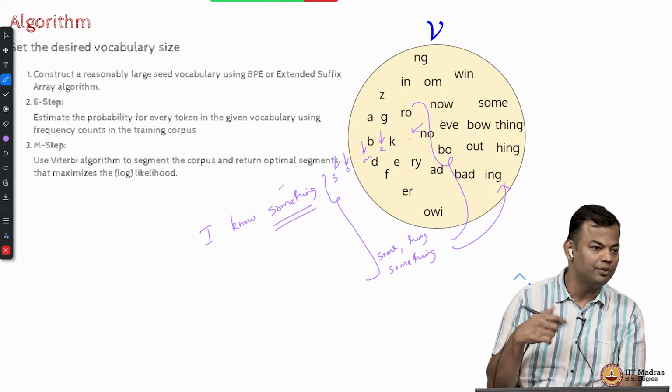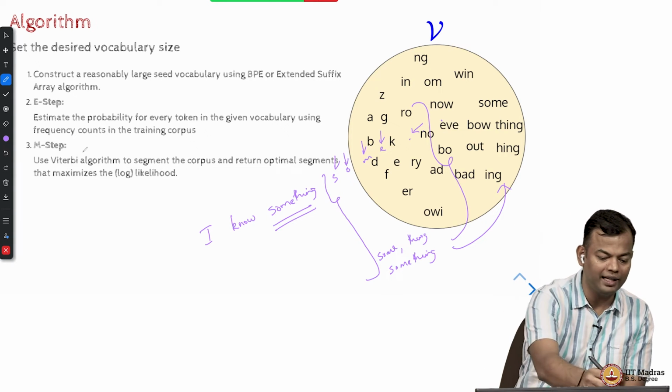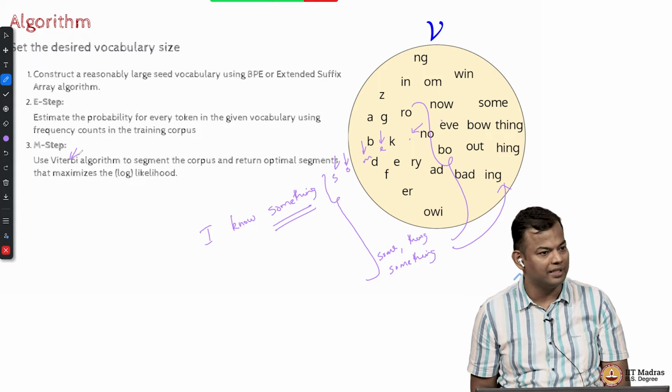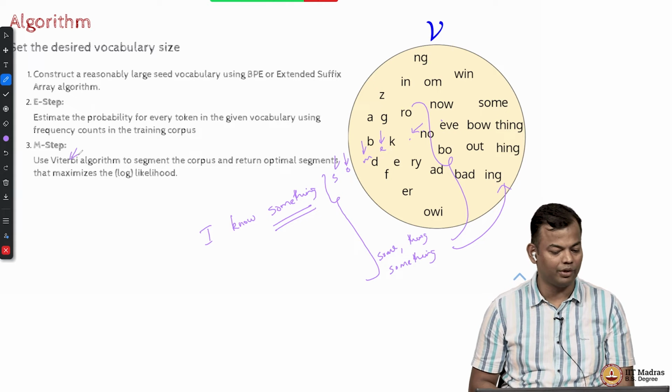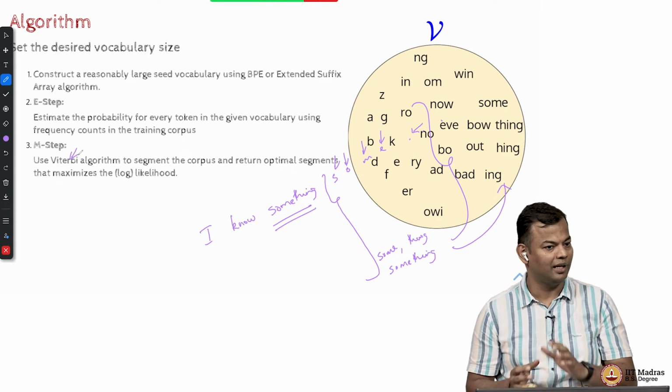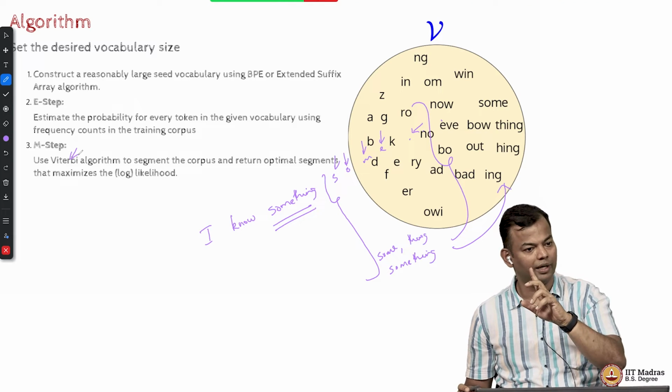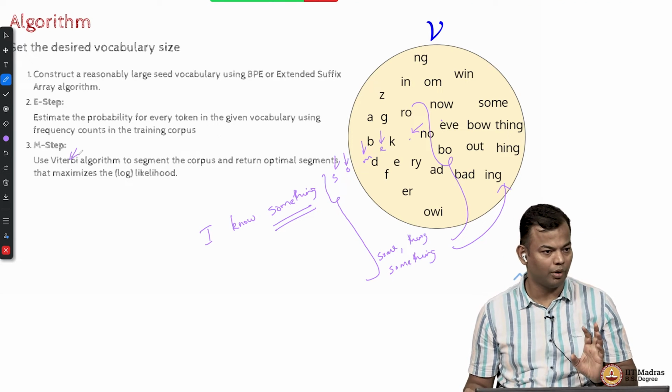So we'll need some sort of a fast way of computing that, and that's where the Viterbi algorithm comes in, which is a dynamic programming algorithm, right? We'll see what we do in the Viterbi algorithm as an example on the next slide. But conceptually, you understand that I just list down all the segmentations, compute the probability for each segmentation, and take the one which has the highest probability, right?